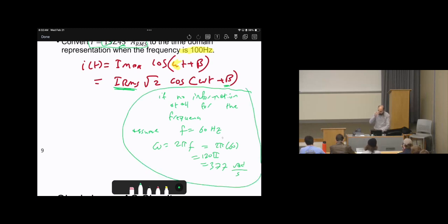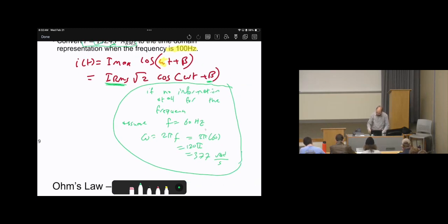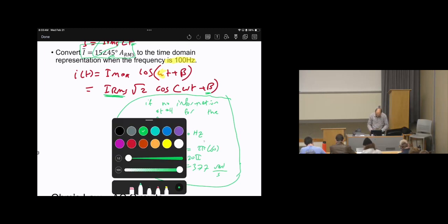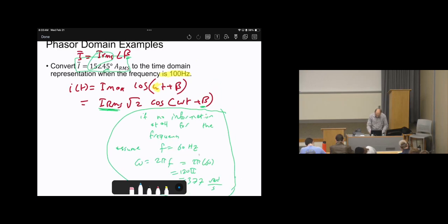But here, by looking at this question, the frequency is actually given as 100 hertz. So what should I do to find the frequency? We will say that f equals 100 hertz. Therefore, omega equals 2 pi times f. Don't say omega is 100. This is incorrect because omega is 2 pi times f. So multiply by 2 pi.